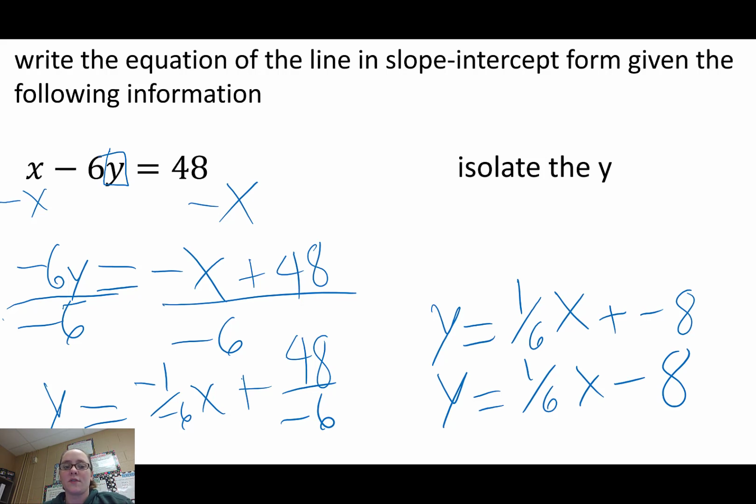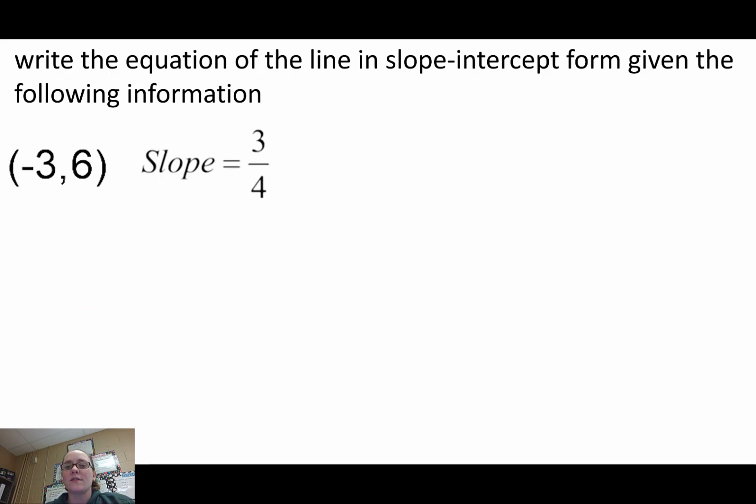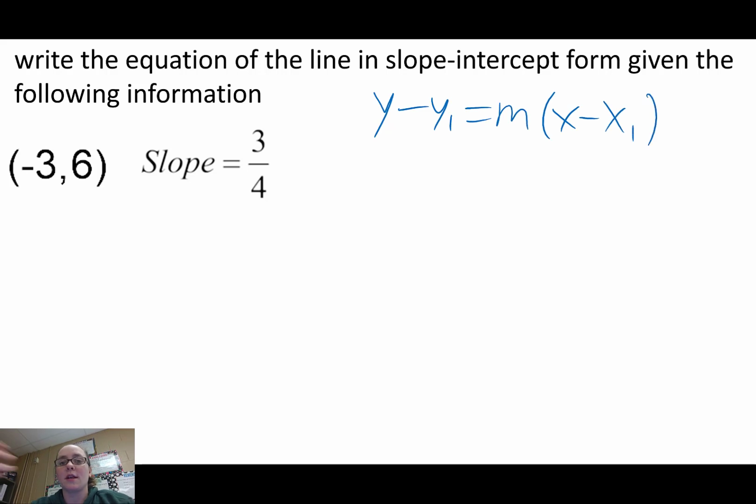Okay, so that's if I'm given the equation. Well, now what if I'm given some information? And that piece of information is not my y-intercept. Well, remember we have this form here, right? y minus y1 equals m times x minus x1. I can just plug into that.